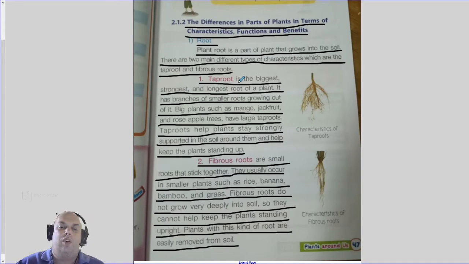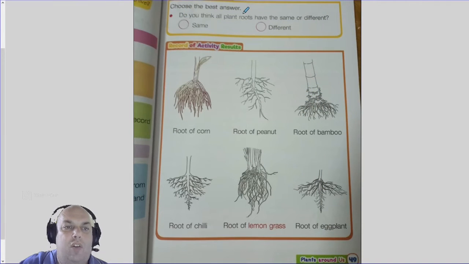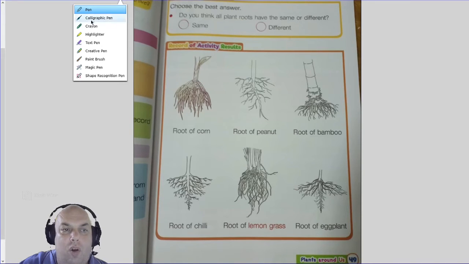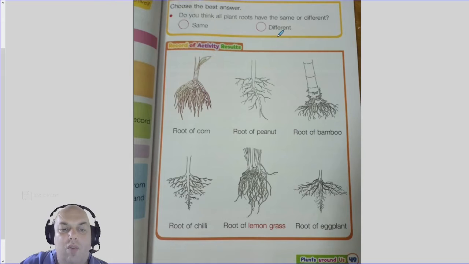So, the taproot is a big root that goes deep in the ground and holds the plant very strongly into the ground. It is usually very difficult to pull these plants out of the ground, whereas things like rice are very easy to take out of the ground. Over here we can see some examples of plant roots.